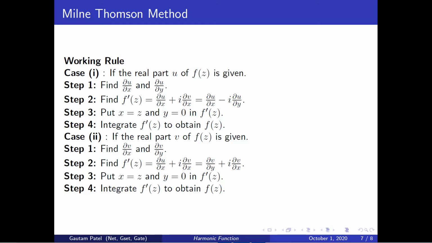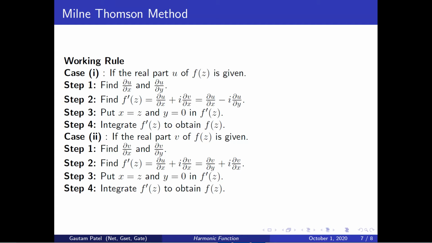Now, the Milne-Thomson method. Here we will discuss only the working rule, how to find the Milne-Thomson solution for a given real part or imaginary part. If the real part u of f of z is given, then step 1 is to find the first partial derivatives of u with respect to x and y, and step 2 is to find f dash z. We know that f dash z is del u by del x plus i del v by del x.